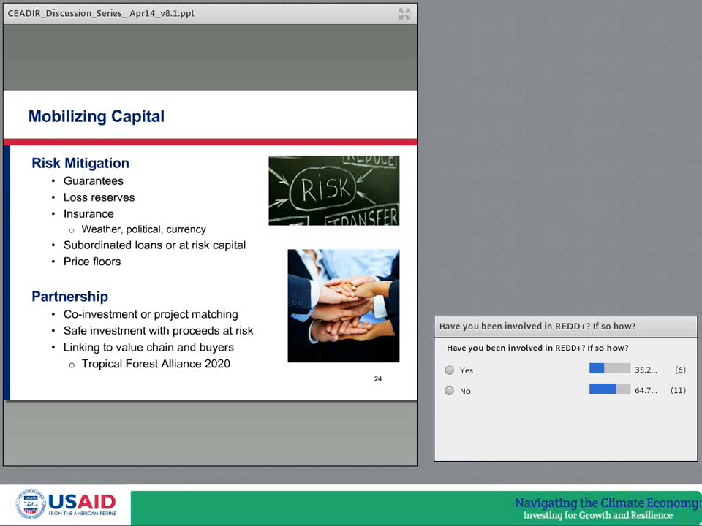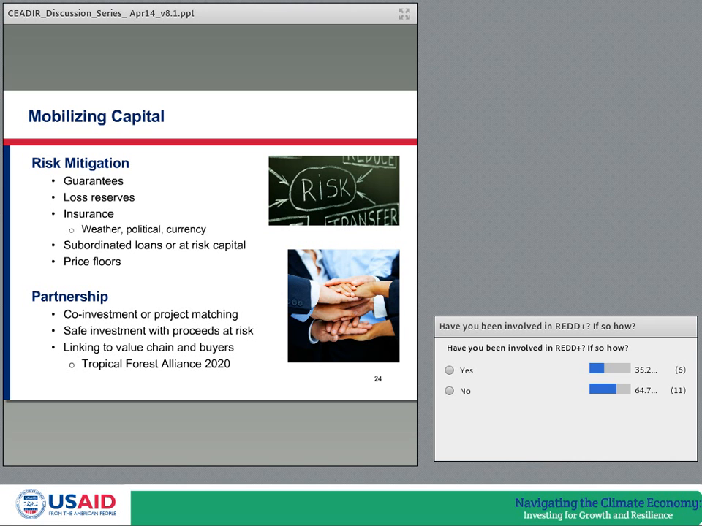Just some partnership opportunities that they're also looking for. Co-investment, that's where they want to diversify their risk and not be the only ones in a project, maybe go with another public or private institution. Safe investment with proceeds at risk. I'll just highlight here, Althelia partnered with Credit Suisse in what was voted Environmental Finance Deal of the Year this year, where they actually got institutional investors to invest in the Althelia Fund by not putting their main capital at risk. Their main capital is in a much safer green bond based in energy, but the returns are the at-risk capital.